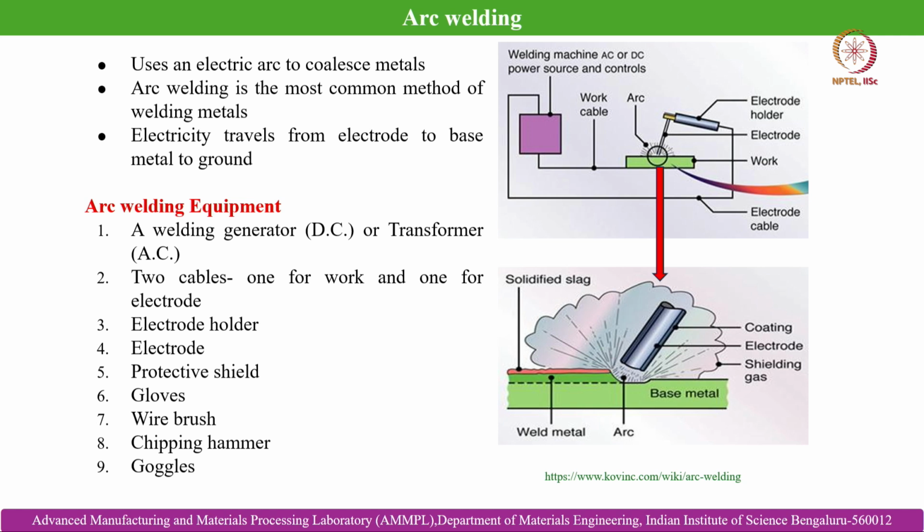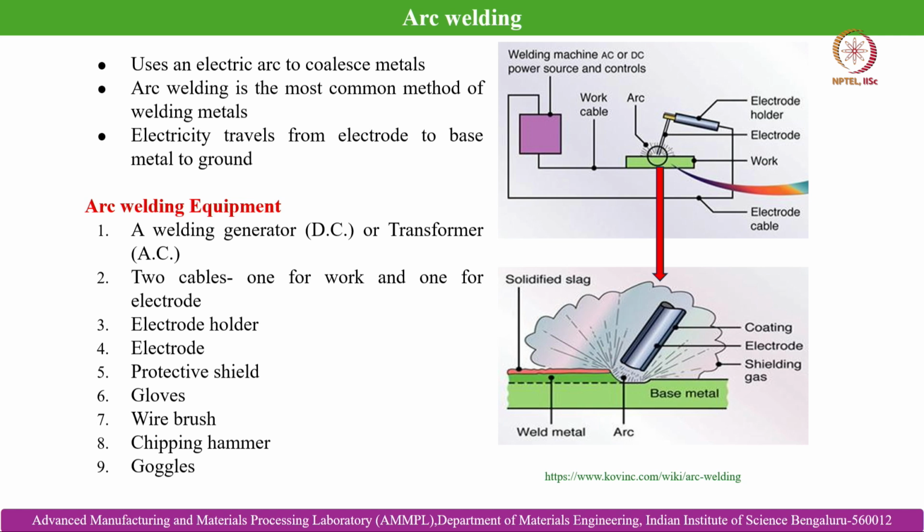Both these welding techniques use an electric arc to join metals, and arc welding is the most common method of welding metals. Electricity travels from the electrode to the base metal to ground, and more importantly it is much more sustainable than the previous variant that we discussed, that is gas welding, because it is using electricity and there are no hazardous gases involved.